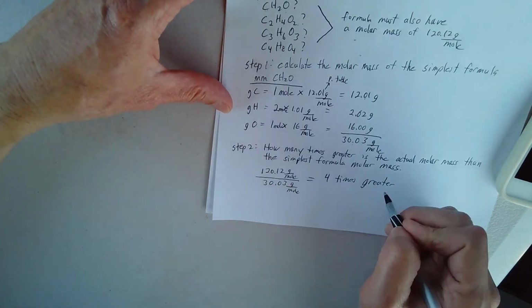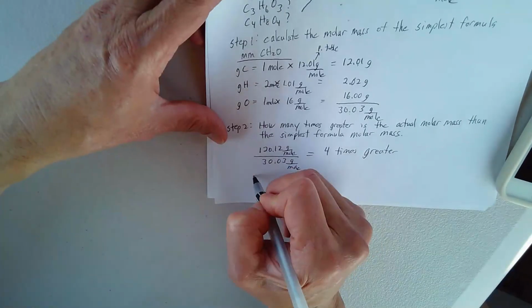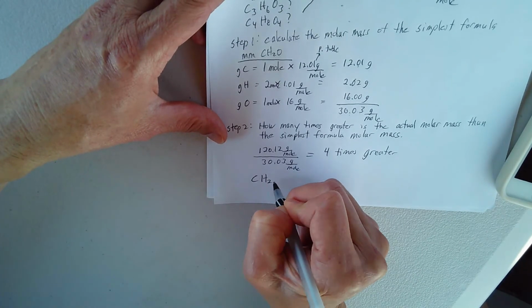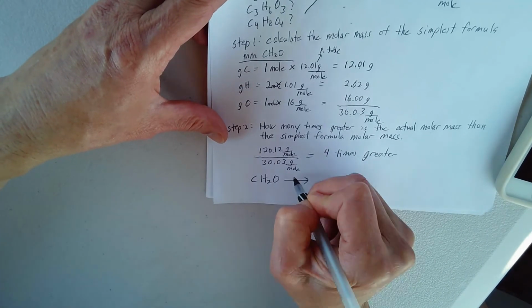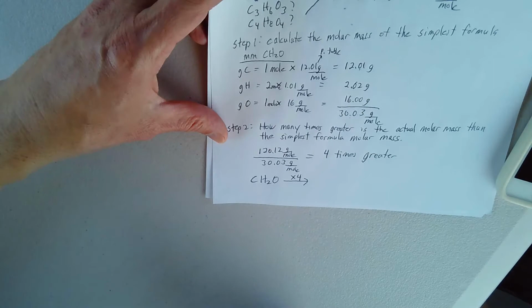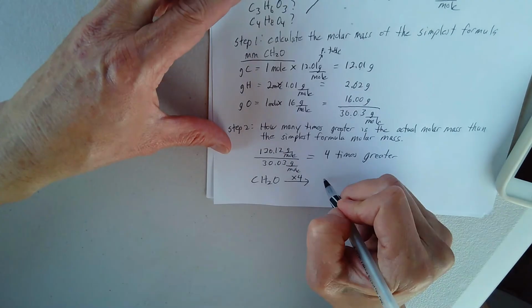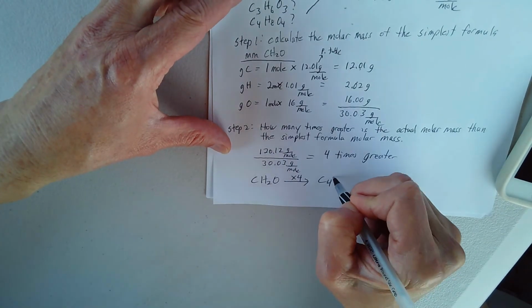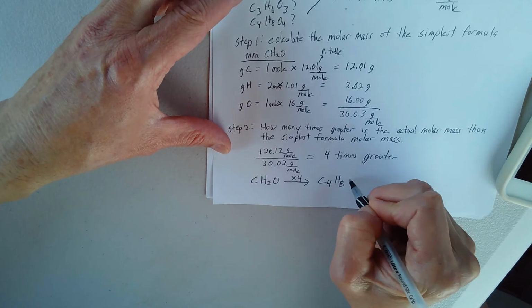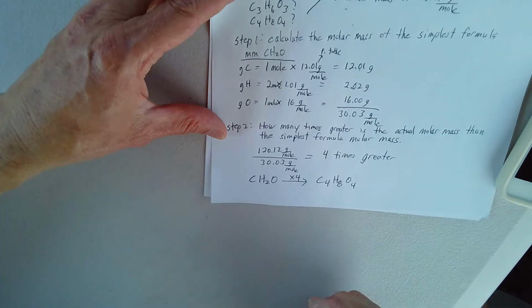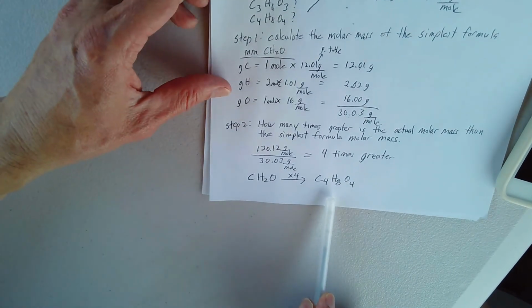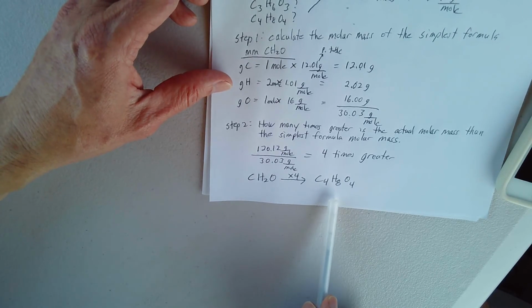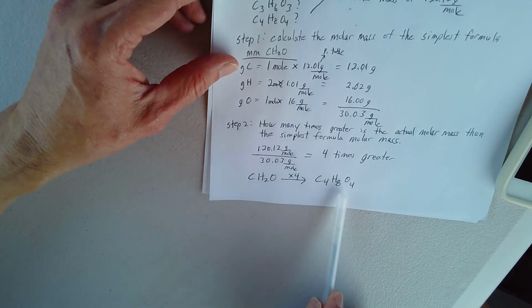What we do is we take our formula CH2O and multiply each subscript by 4 to get C4H8O4. And that's your actual molecular formula from the simplest or empirical formula and molar mass.